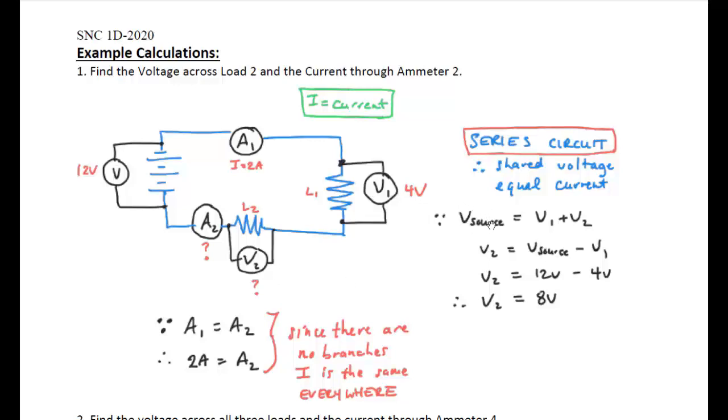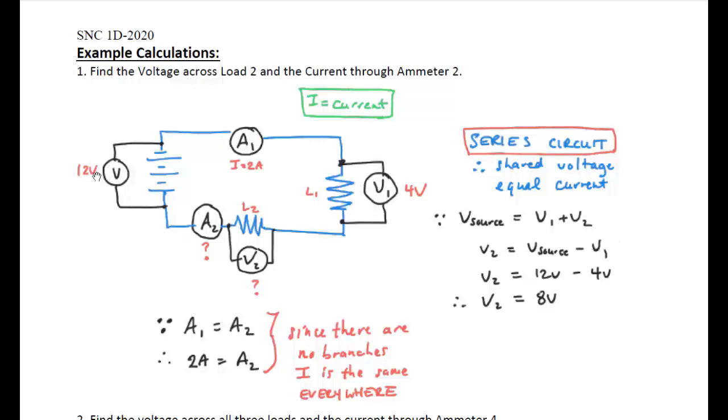Well, the voltage of the source, remember that the upside down 3 dots means since, so this says since the voltage of the source is equal to V1 plus V2, so both of those voltages together, then V2 should be equal to the total voltage, the voltage of the source, minus the voltage being used by load 1.